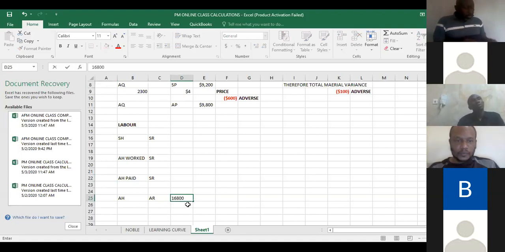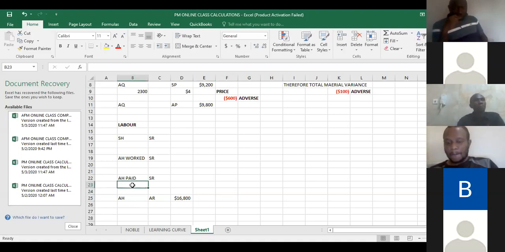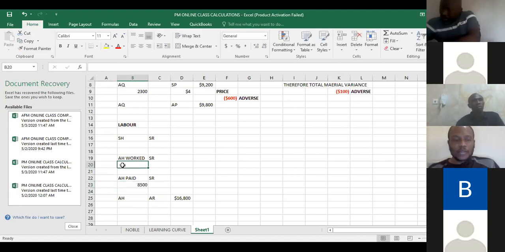Since I've started in dollars, let me just continue in dollars. Then my actual hours paid. How many hours did I pay for? I paid them for 8,500. Yeah, you paid for 8,500, but they actually worked 8,000. So I can carry 8,000 to actual hours worked, and that's the 8,000 I'll be using going forward.